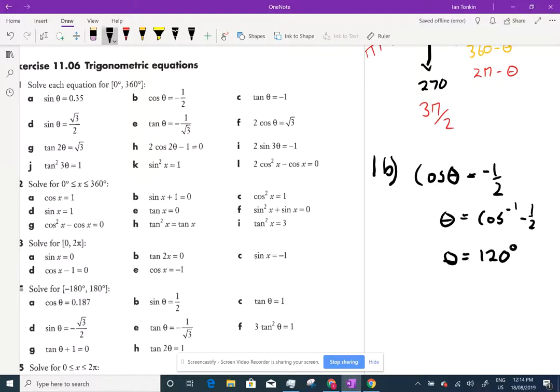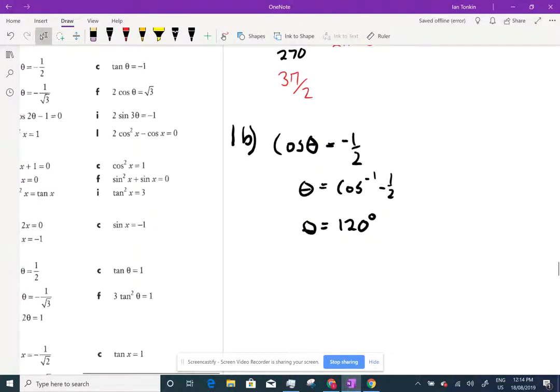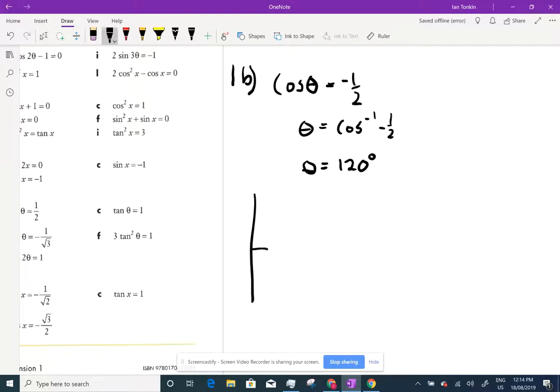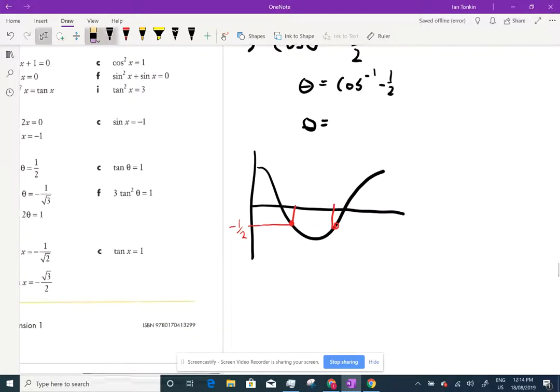Be careful though, that won't always be the case. But we know that it goes on and on. We know that the cos curve, there it is. We've got -1/2. So we get one answer there, which we've worked out is 120, and we get one answer there. Now the problem with doing it on your calculator and getting that 120 is you don't remember what the acute angle is, which is vital for this.